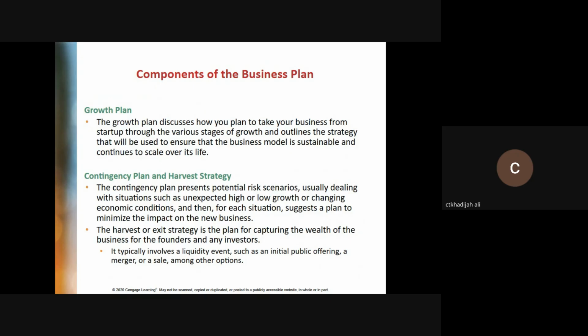And then for each situation, suggest a plan to minimize the impact on the new business. The harvest or exit strategy is the plan for capturing the wealth of the business for the founder and any investors.